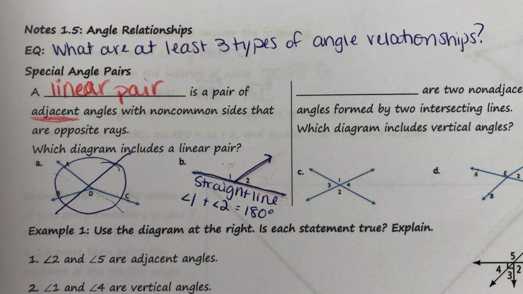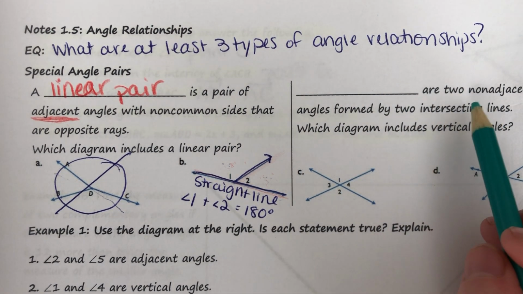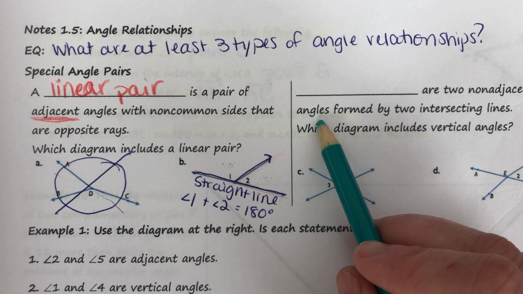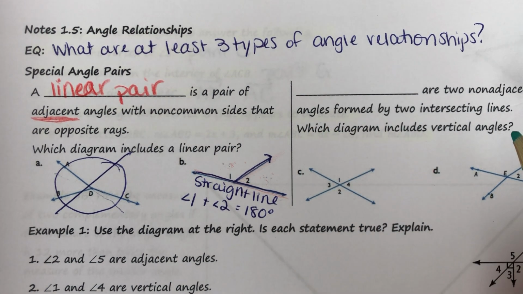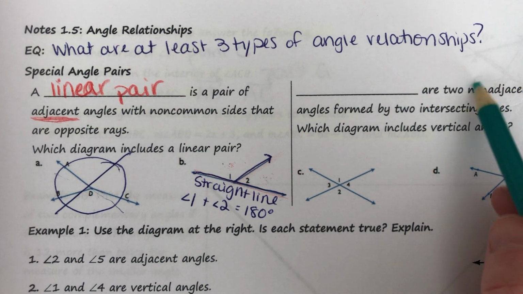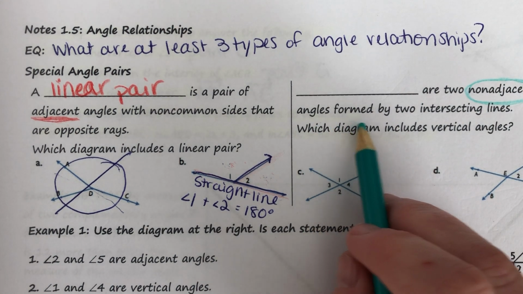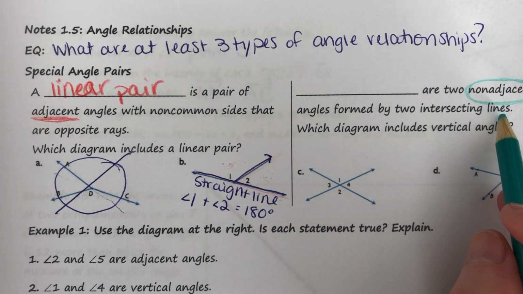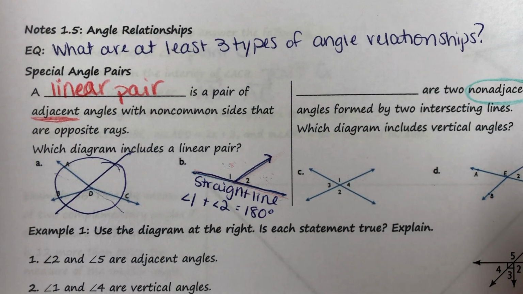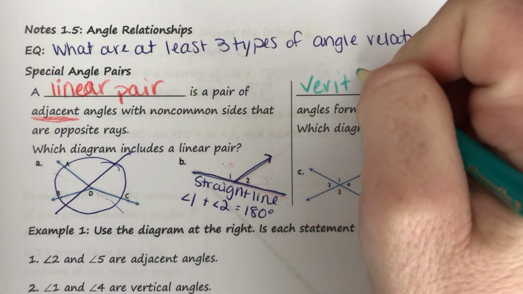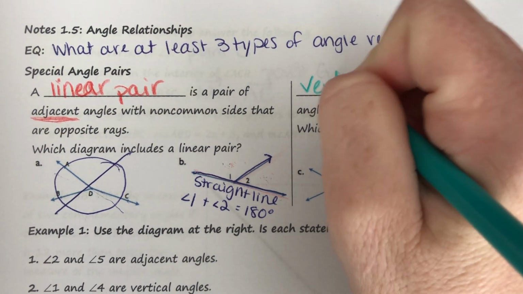The next one, blank, are two non-adjacent angles. So now I'm not talking about a line, I'm talking about angles, and they're not right next to each other. They are non-adjacent, they're not next door neighbors. They're angles formed by two intersecting lines, and which diagram shows that, okay? So this is going to be vertical. Oh my gosh, I just spelled vertical wrong.